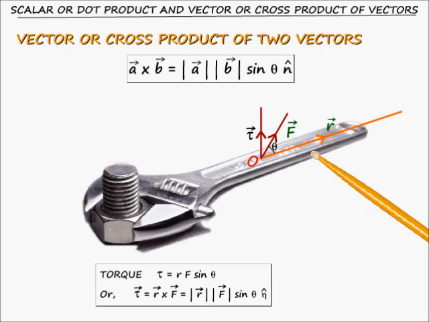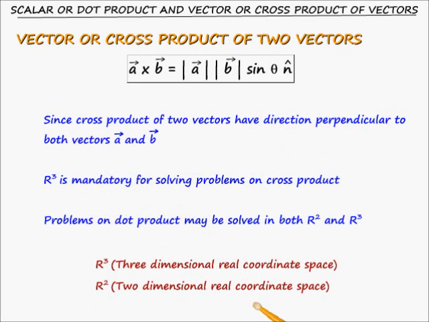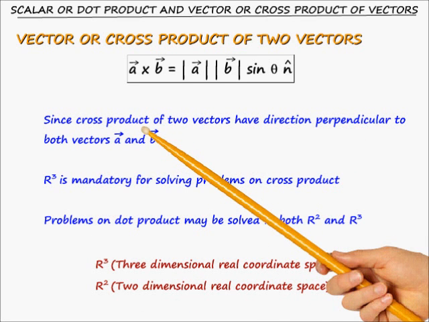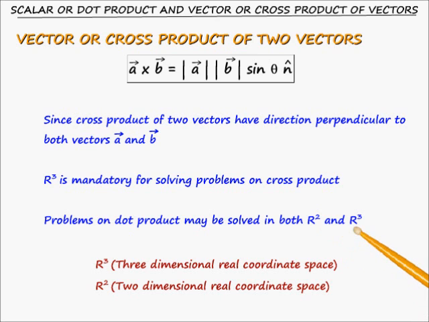So it is quite obvious that torque is equal to the cross product of vector r and vector F, and eta cap is a unit vector along vector tau. Remember that this unit vector only defines the direction of the cross product, and this part is the magnitude of the cross product. Since the cross product of two vectors has a direction perpendicular to both vectors A and B, three-dimensional real coordinate space is mandatory to solve problems on cross product of vectors, while dot product of vectors may be solved in both two-dimensional and three-dimensional real coordinate space.